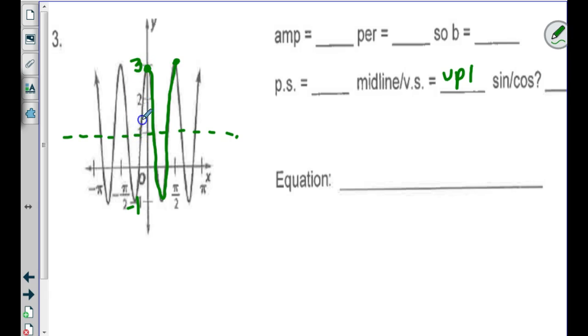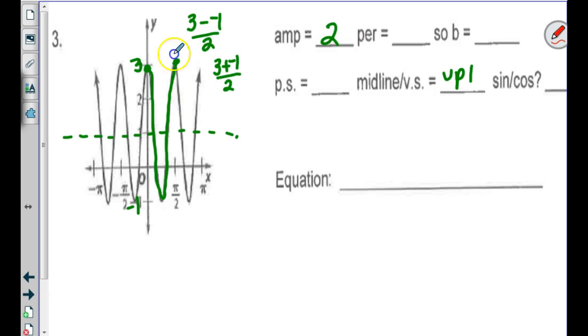It's going 2 above and below that. So if you wanted to do the formula, it's max minus min divided by 2. That would be 4 divided by 2 is 2. That's the amplitude. The formula for the midline is max plus min divided by 2. So you'd get 2 divided by 2 is up 1. You don't have to do that if you can eyeball it.